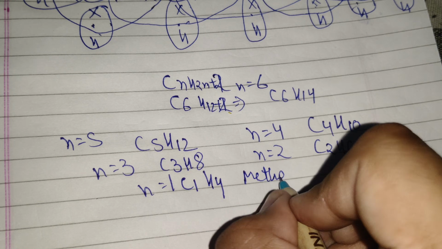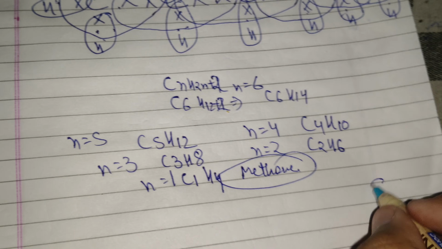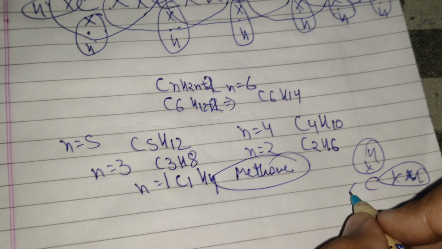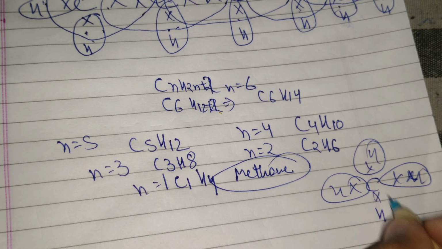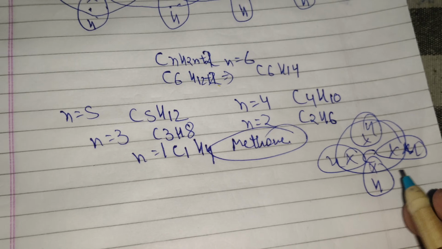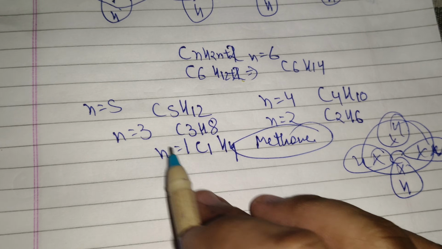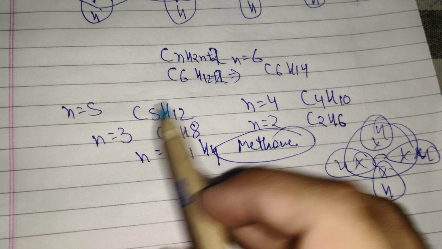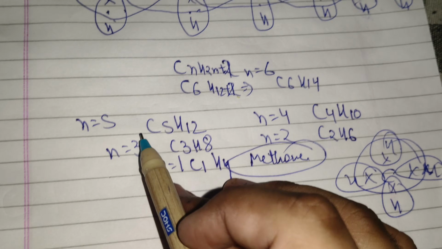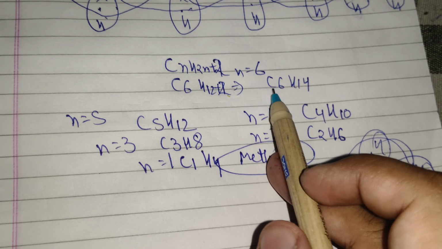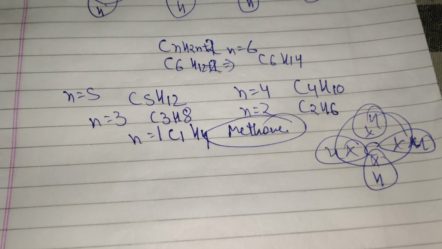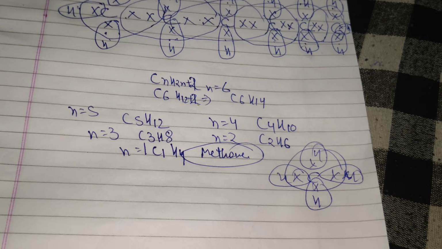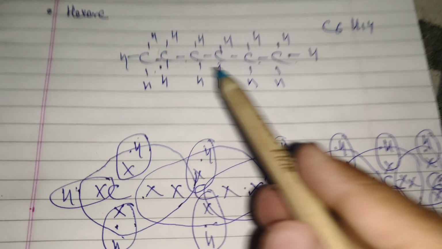So basically this is the first one, that is methane. The formula can be justified as methane. We have seen the carbon and here hydrogen, hydrogen, hydrogen and hydrogen. So basically it forms a methane structure. So CH4 is for n equals 1, C2H6 for n equals 2, C3H8 for 3, C4H10 for 4, C5H12 for 5, and C6H14 for 6. So we have seen the electron dot structure, the formula, and the structure, basically you can see the skeleton of the structure.